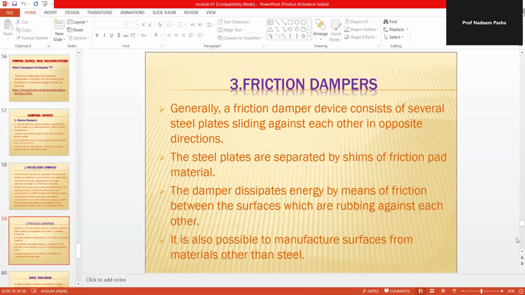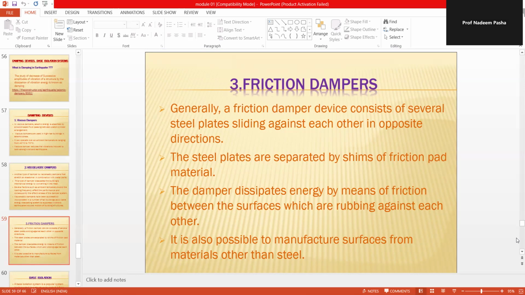Last but not the least, friction dampers. Generally, a friction damper device consists of several steel plates sliding against each other in opposite direction. So why is the name friction dampers given to this type of damper? This friction damper consists of several steel plates which are sliding against each other in opposite direction, as a result of which frictional force is produced between the two.